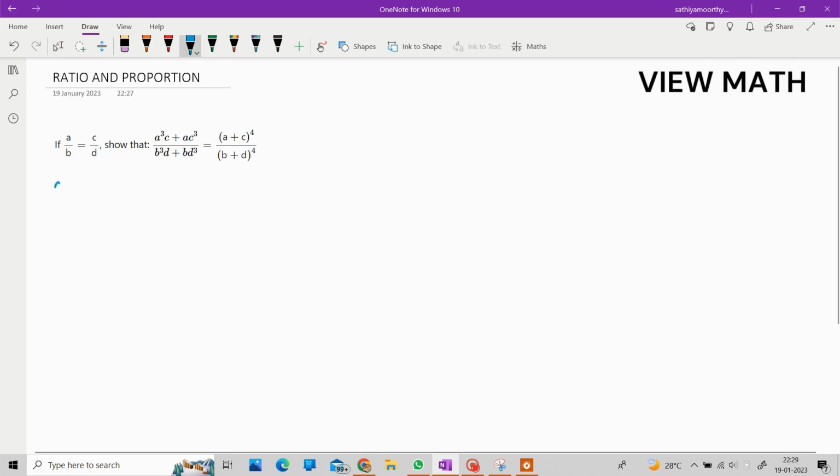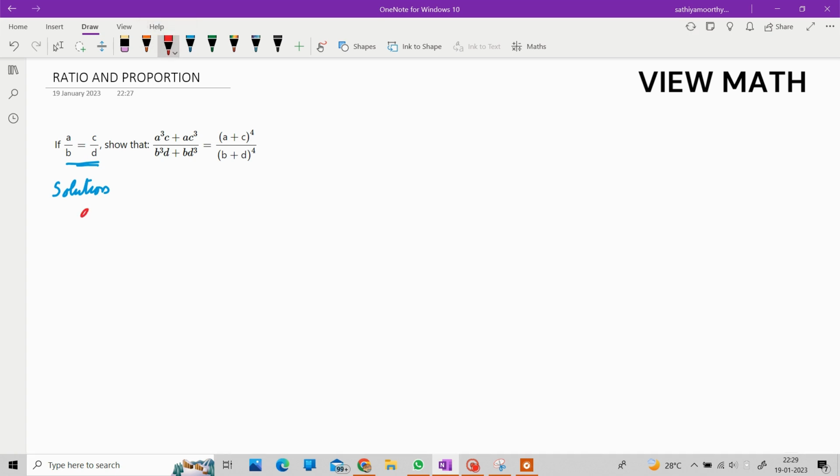Now let's see the next problem. If A by B is equal to C by D, show that (A cube C plus AC cube) by (B cube D plus BD cube) is equal to (A plus C) the whole power 4 by (B plus D) the whole power 4. So what is given is A by B is equal to C by D. So that means A, B, C, D are proportional.